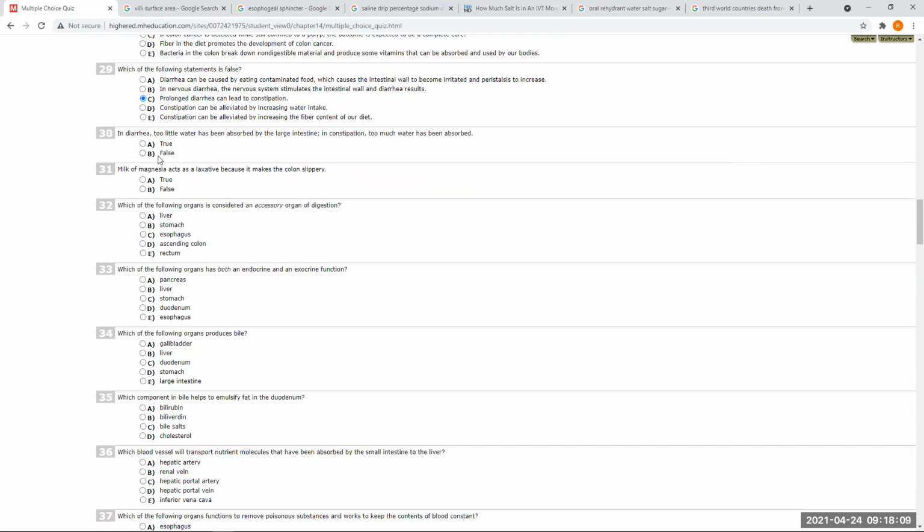True. In diarrhea, too little water has been absorbed by the large intestine. In constipation, too much water has been absorbed. Yeah, that is true, right? So with too little water absorbed, the water is sent out in the stools. That's why you get watery stools. And in constipation, too much is absorbed, so therefore it's hard.